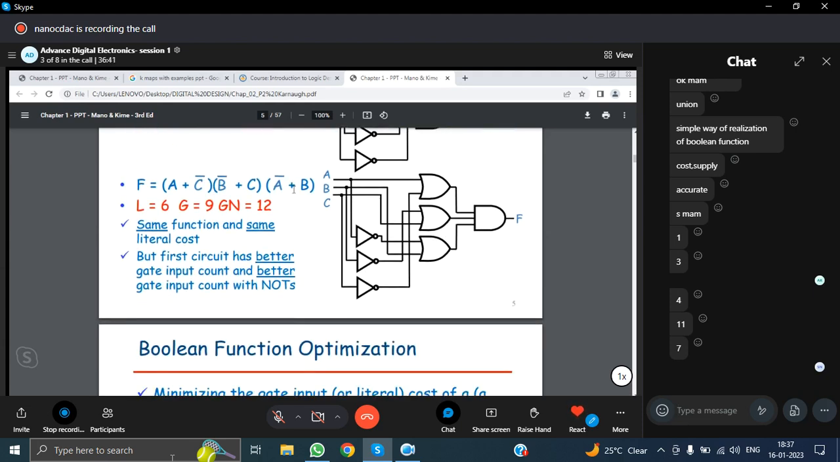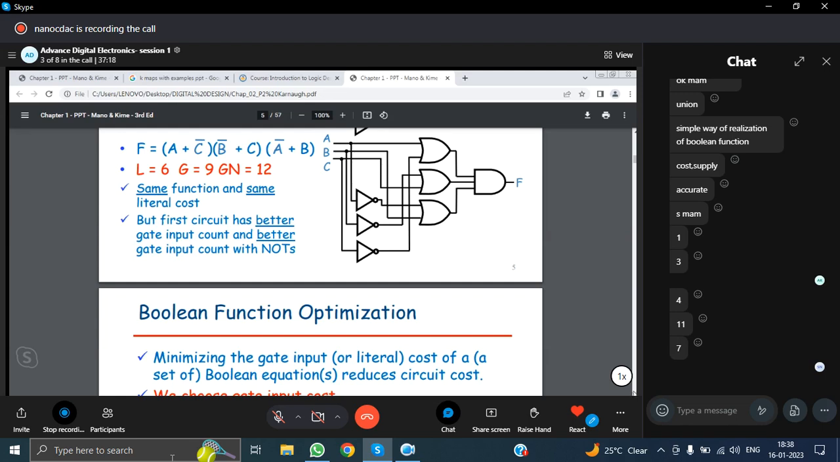If you take this function a plus c bar, b bar plus c, how many literals are there? A, B, C, and A bar, B bar, C bar. Total literals are 6. And if you take the gate inputs without considering inverters, 1, 2, 3, and here 4, 5, 6, 7, 8, 9. Okay, 9 gate inputs. If you are considering the NOT gates, 1, 2, 3, an extra 3 will be added. 9 plus 3 will be equal to 12.